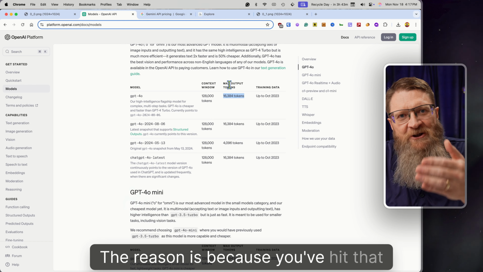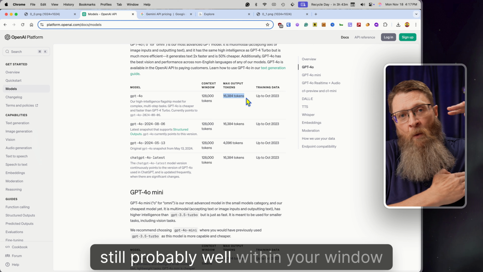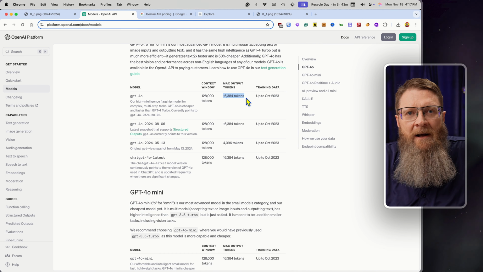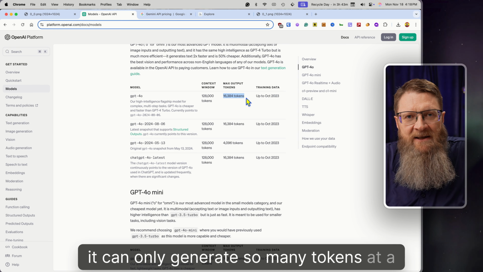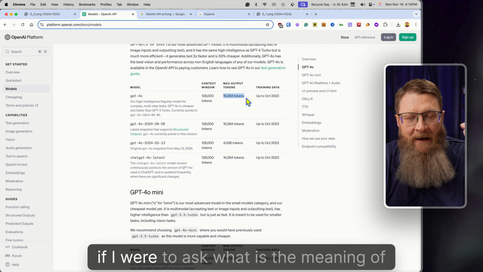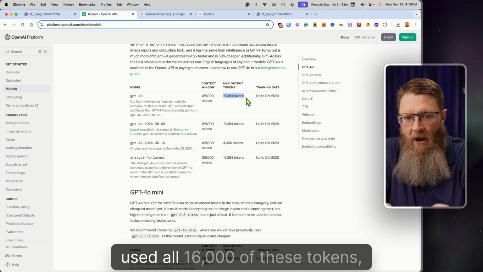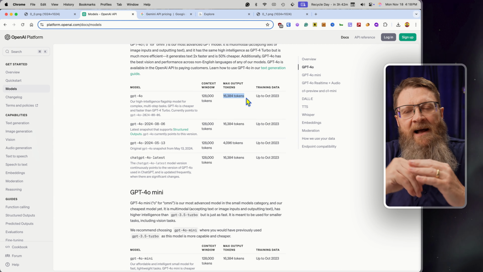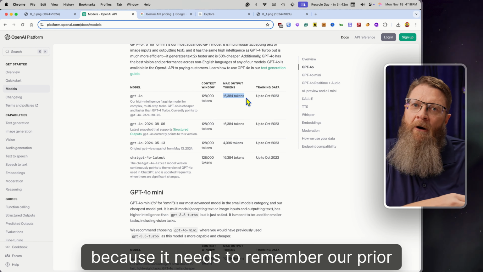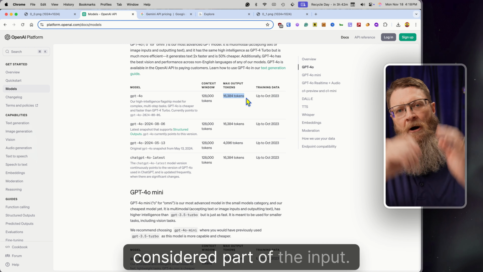The reason is because you've hit that cap of the output tokens, and you're still probably well within your window of what the maximum output is for the context window. But again, it can only generate so many tokens at a time. Now, what you need to understand, back on my example, if I were to ask what is the meaning of life and say that it used all 16,000 of these output tokens, because it needs to remember our prior conversation, everything it gave us as output is now considered part of the input.